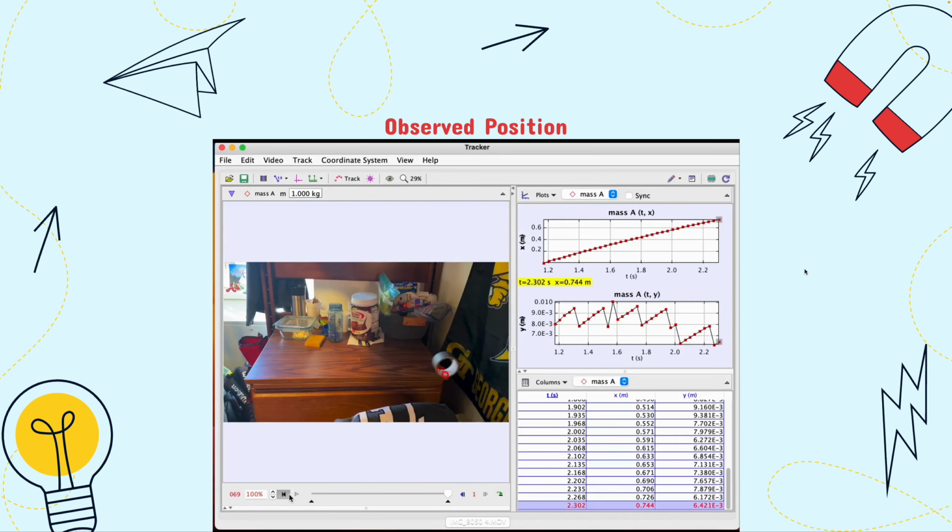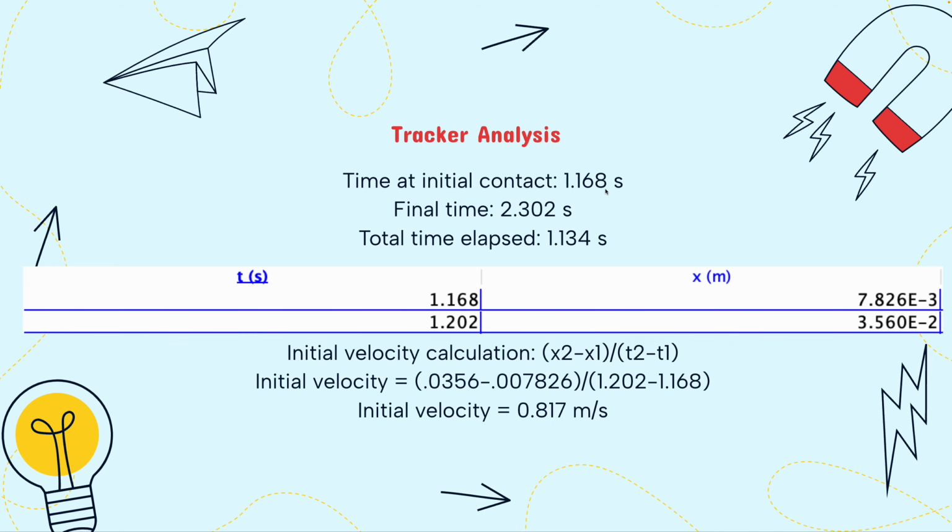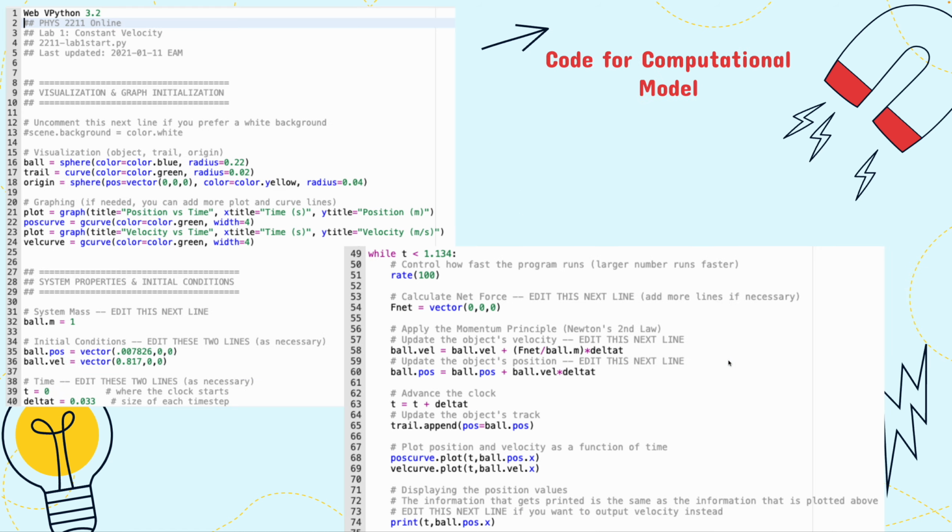All right, using the data from Tracker, I then found the total time elapsed from when I first pushed the tape to when it stopped, and that is just found by final time minus initial time, which is equal to 1.134 seconds. Then I found the initial velocity by taking the displacement of the tape from the second frame minus the first frame, over the second frame time minus the first frame time, using displacement over time, and that was 0.817 meters per second.